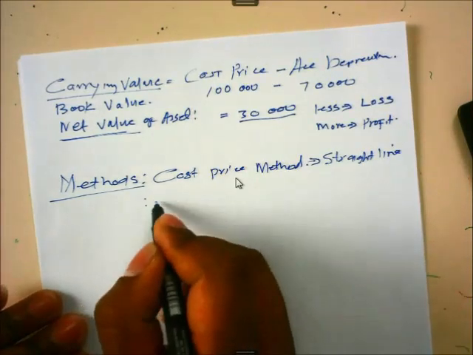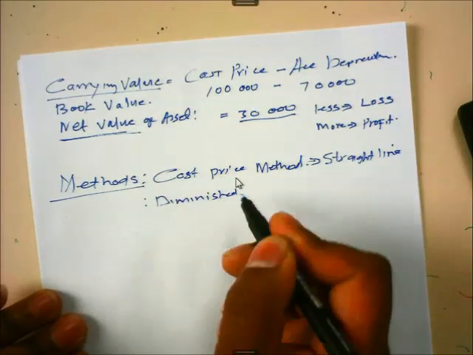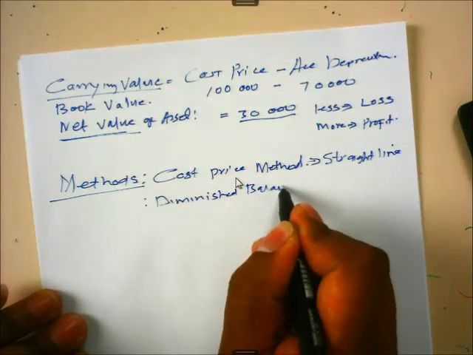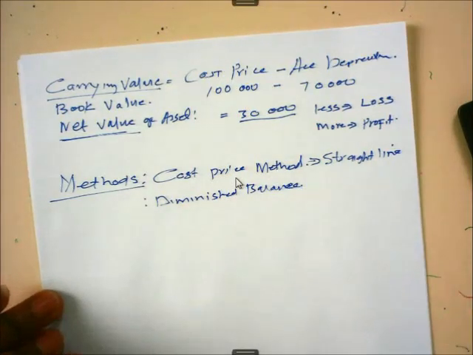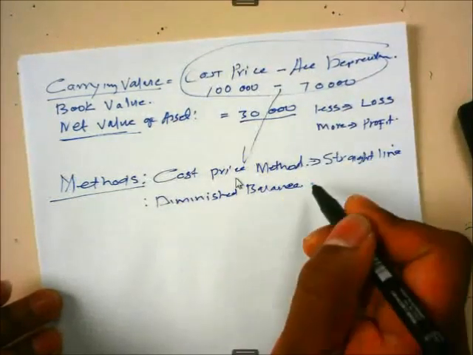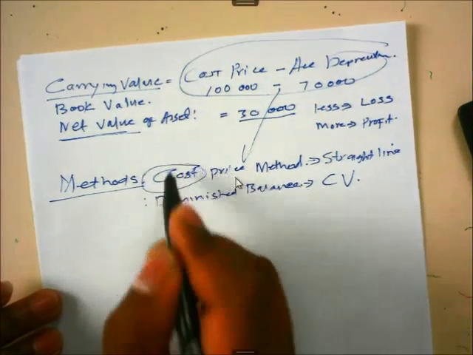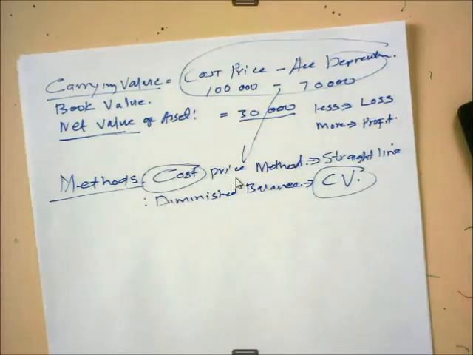Then we have your diminished balance method. With the diminished balance, before you can make the depreciation account, you must first subtract accumulated depreciation from the cost price, which is actually the same concept as that. You calculate it on the carrying value. Here you calculate the depreciation on the cost price. So basically, that is how that is done.